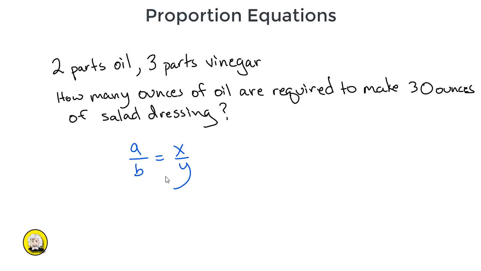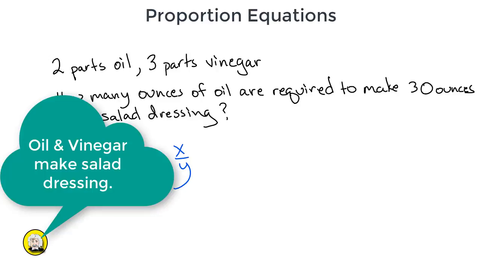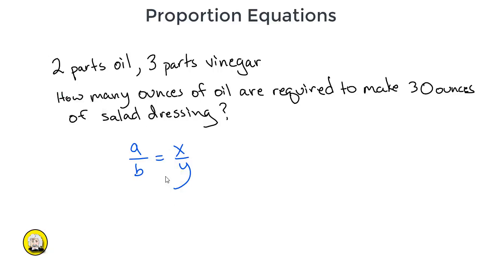For example, if I have 2 parts oil to 3 parts vinegar, and I ask you the question, how many ounces of oil are required to make 30 ounces of salad dressing? Well, I would want to set up a proportion equation to solve that as follows. I know the ratio of oil to vinegar in the salad dressing is going to be 2 parts oil to 3 parts vinegar, and I can set that fixed ratio that's provided to us in the problem against the actual amount of salad dressing used in total.